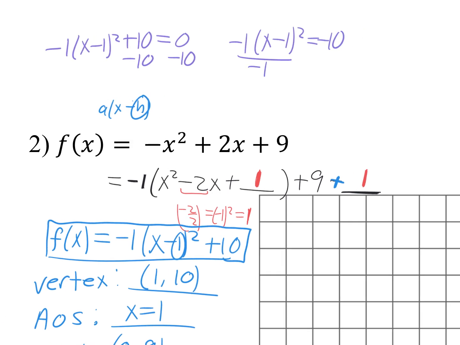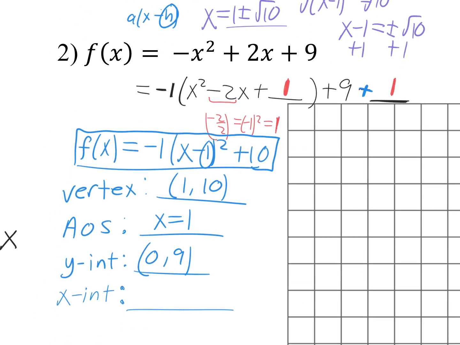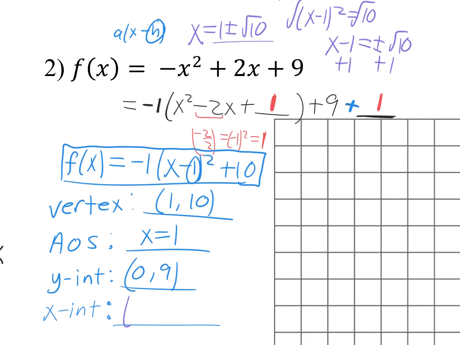Divide by -1. And then we get an x minus 1 squared equals 10. And then square root both sides. So we get an x minus 1 equals plus minus the square root of 10. And then you add 1 to both sides, and then you get x equals 1 plus minus the square root of 10. But again, once you get those numbers, you're going to want to write them as ordered pairs. So my x-intercepts as an ordered pair is going to be 1 plus minus the square root of 10, comma 0. Again, if you don't write it as an ordered pair, you'll get some points off. So just be careful with that.